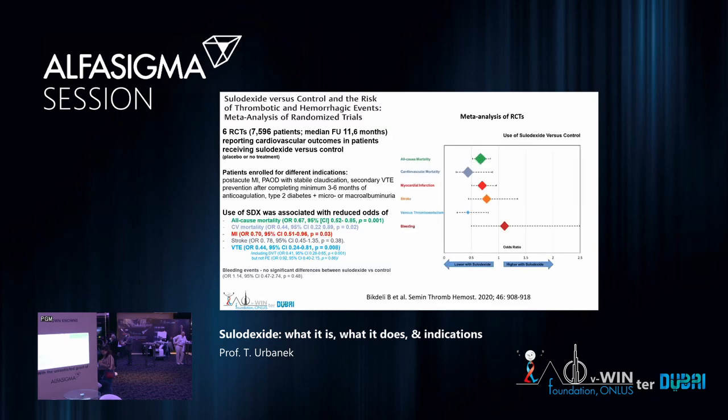What else? One more study, I think very, very important. It's analysis of 6 randomized controlled trials, more than 7,000 patients reporting cardiovascular outcomes in patients receiving sulodexide versus controls. Special patients enrolled with different indication, post-acute myocardial infarction, PAD with stable claudication, secondary VTE prevention, type 2 diabetes with macroalbuminuria, and the use of sulodexide in this special population was associated with reduced odds ratio for all-cause mortality, cardiovascular mortality, myocardial infarction, and VTE occurrence.